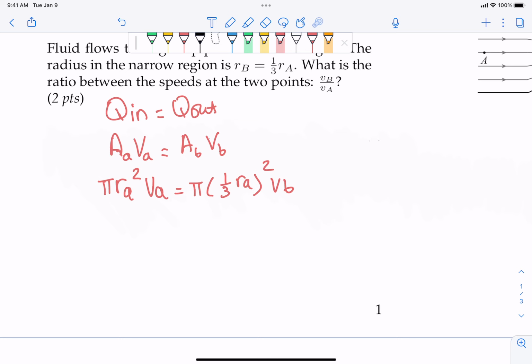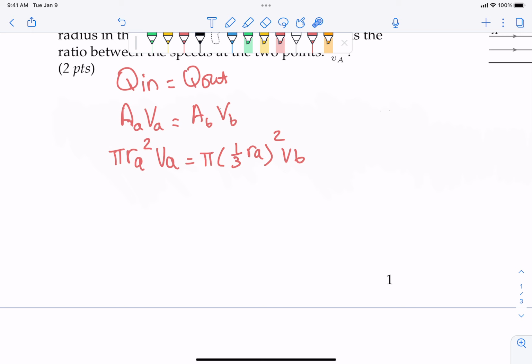So this is just a really, really simple ratio problem. In fact, it's only worth 2 points, so it's not too bad. But this is one of those questions that you can easily lose points on, just because if you forget to square the radius for your area, or if you did everything right but forgot to square this 1/3, for example. So if we simplify this out, we have pi RA squared VA is equal to pi times 1/9 RA squared times VB.